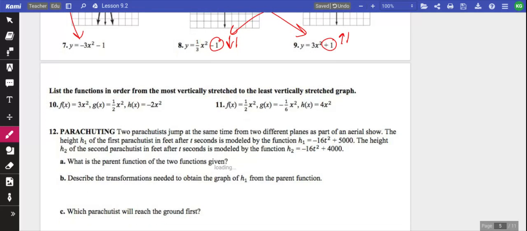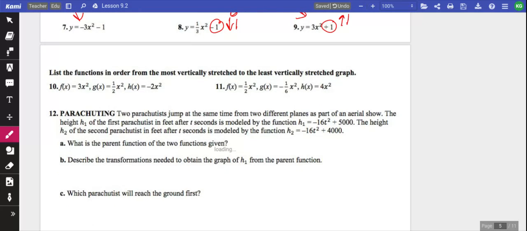List the functions in order from the most vertically stretched to the least vertically stretched. So the most vertically stretched is going to have the largest leading coefficient. So this would be the most vertically stretched. This would be the middle, and that would be the least.